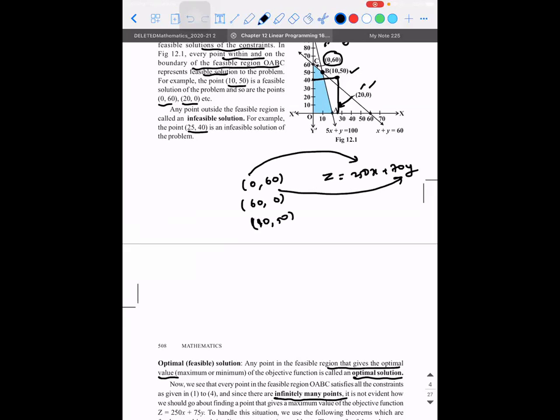Sir, we should take points which belong to the feasible region only, no, sir? Yeah, feasible region. Yeah, feasible. But you have written 0, 60, 0, so that's why.